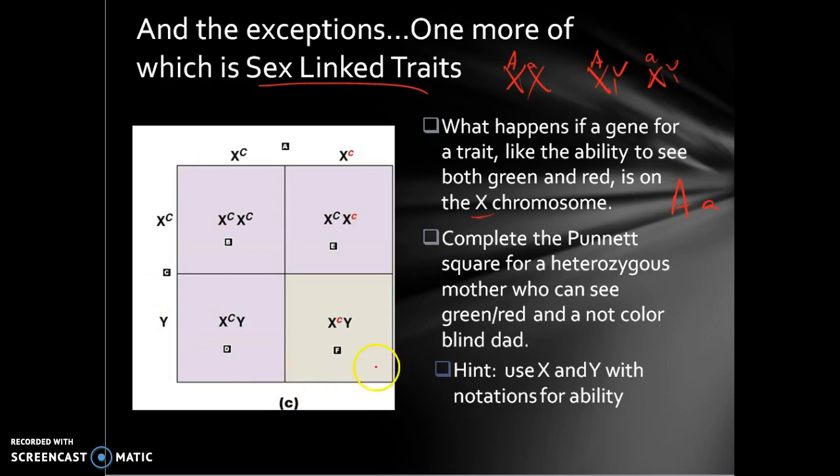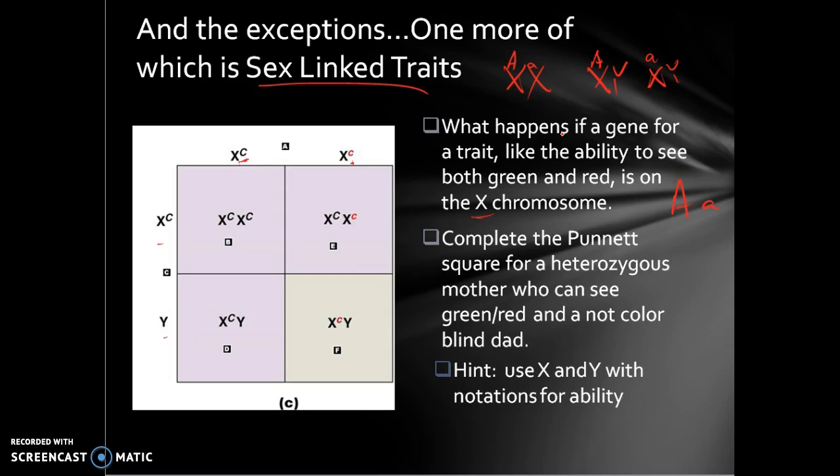So when you do a Punnett square for that, it looks like this. You have to use the X's for the mom and put in the genes that the mom has as superscripts on the X chromosomes, like a big C here and a little c here. And then you're going to do an X and a Y for the dad, because the dad's only going to have the one. So here we have a Punnett square, and we're tracing a trait, which is the ability to see red and green. Color blindness is when you can't see red or green. That's a recessive trait on the X chromosome.